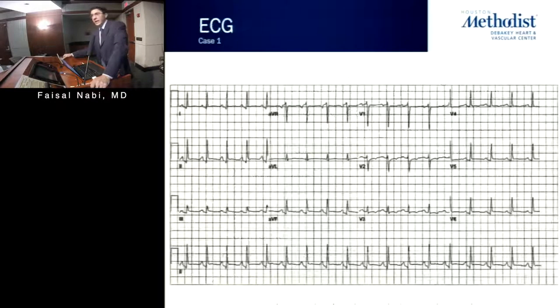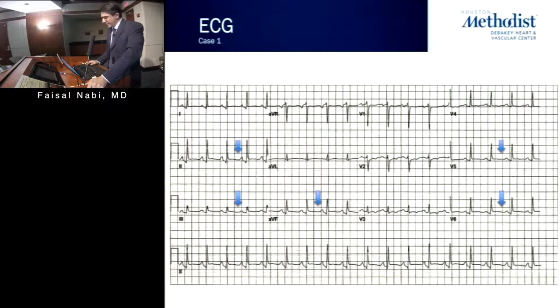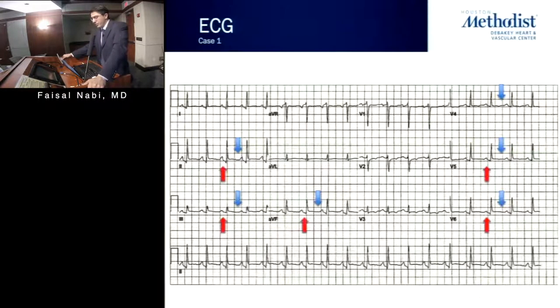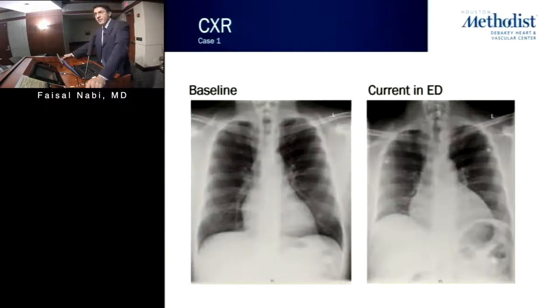Here is his EKG, and for the sake of time, I will point out the salient features. I hope you'll appreciate there were these diffuse, mild, maybe half a millimeter to 1 millimeter ST segment elevations, and correspondingly, you'll see in a few leads PR segment depressions. If we look at his chest X-ray that was obtained in the emergency department, I hope you'll appreciate that compared to his baseline, the cardiac silhouette was markedly enlarged.